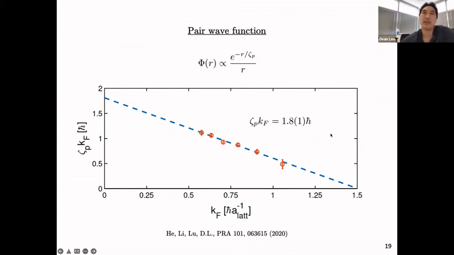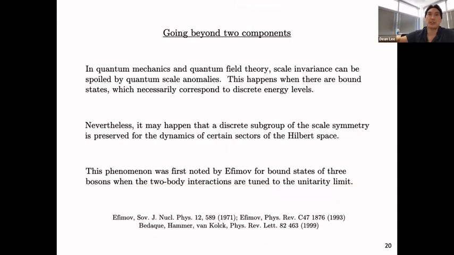Okay, so at this point, I'm going to make a hard transition and ask the question about going beyond two components. So we know that in the unitarity limit, there is also interesting physics that happens when you go beyond two components. But in this case, what happens is that in quantum mechanics and quantum field theory, scale invariance is often spoiled by quantum scale anomalies, and that's actually what happens in this case when you have more than two components. And so what you get is the Efimov effect when you have a 3 or 4 component unitary limit.